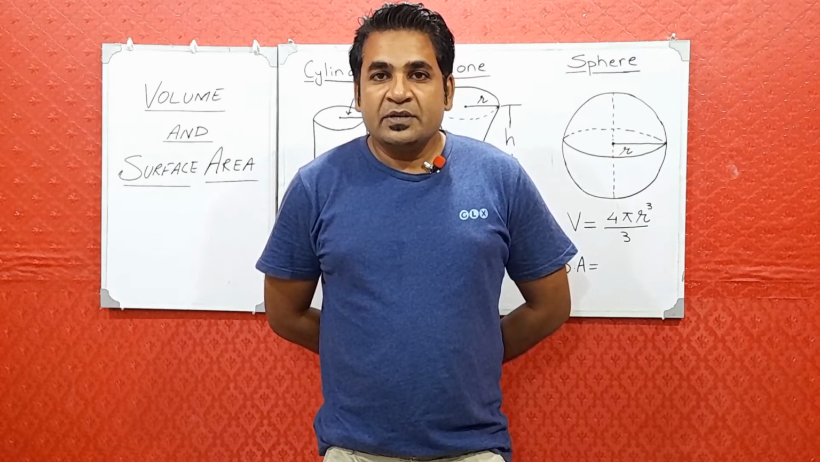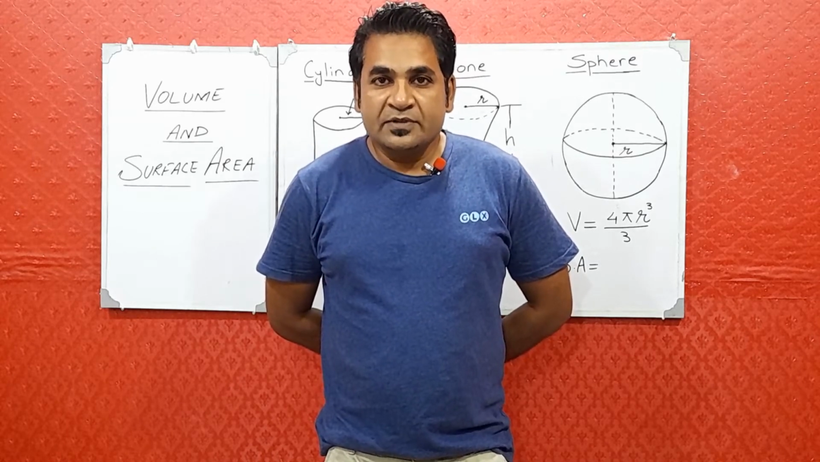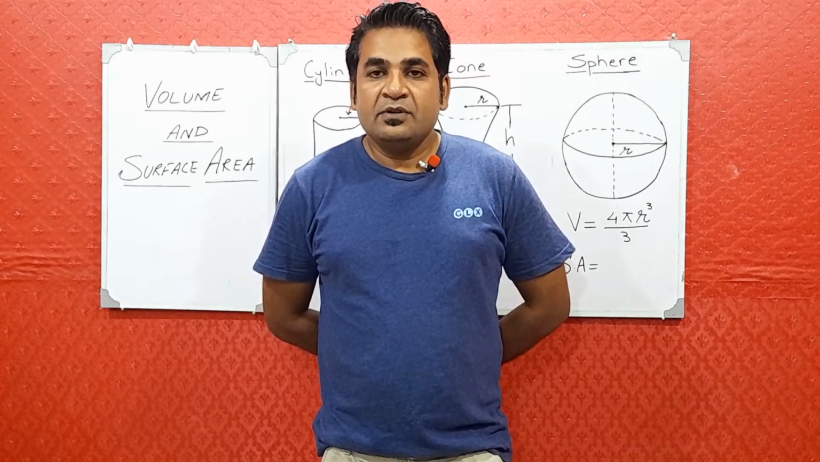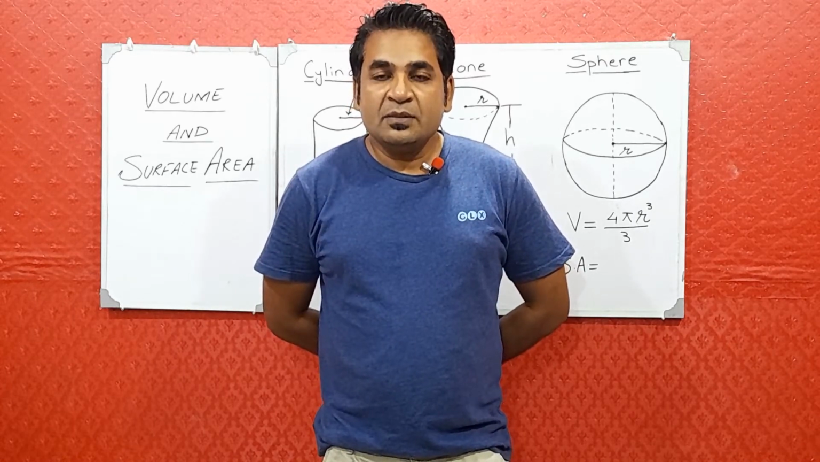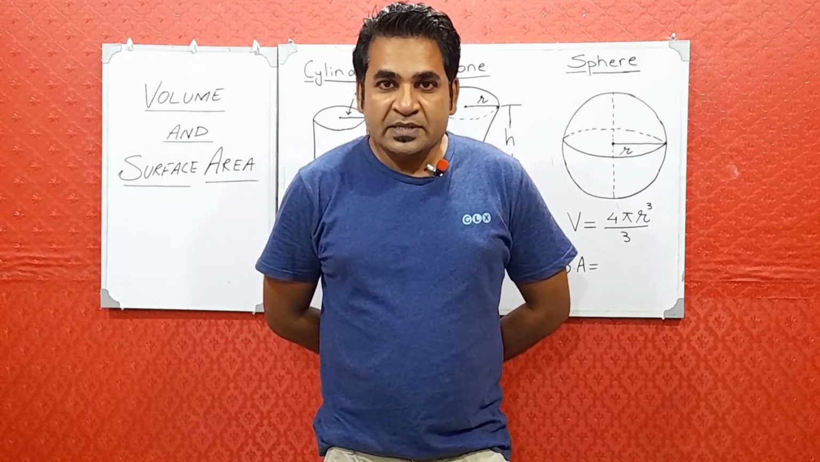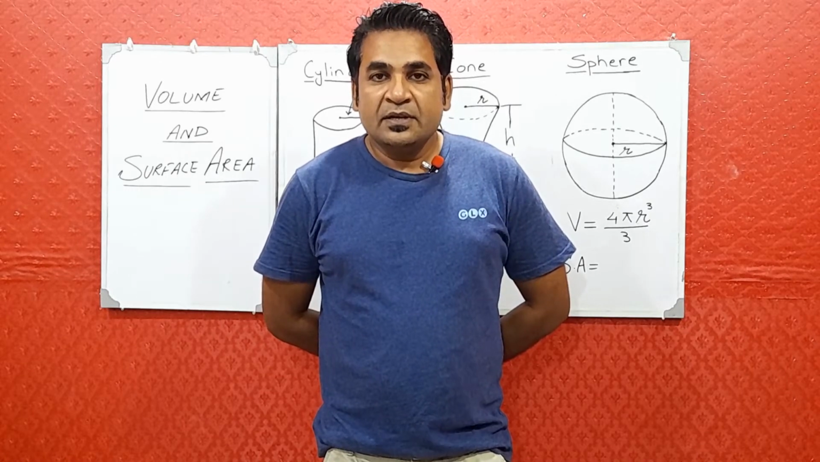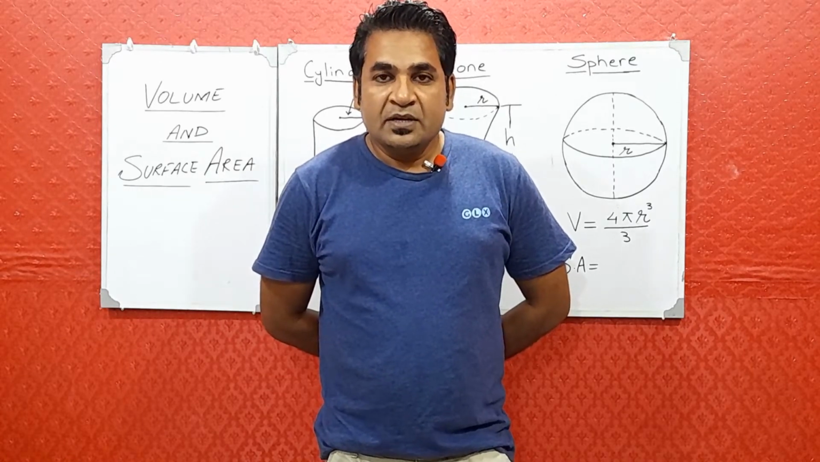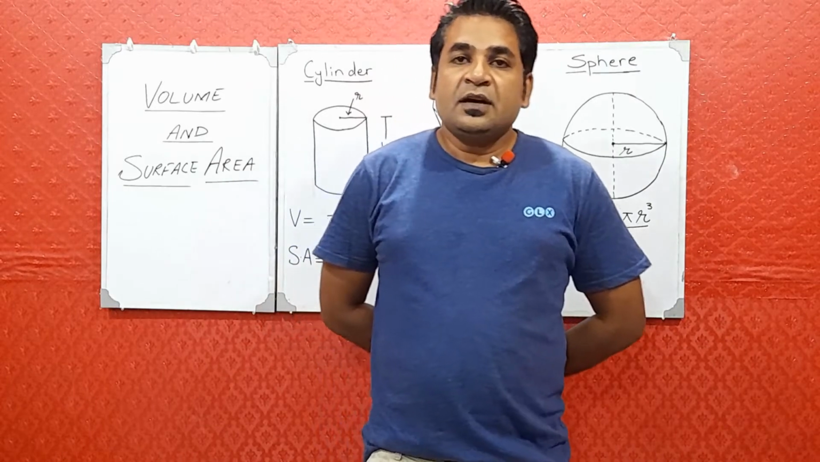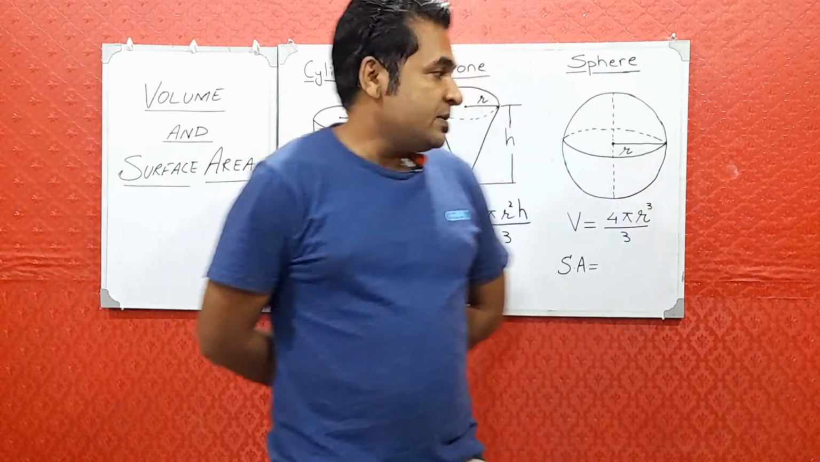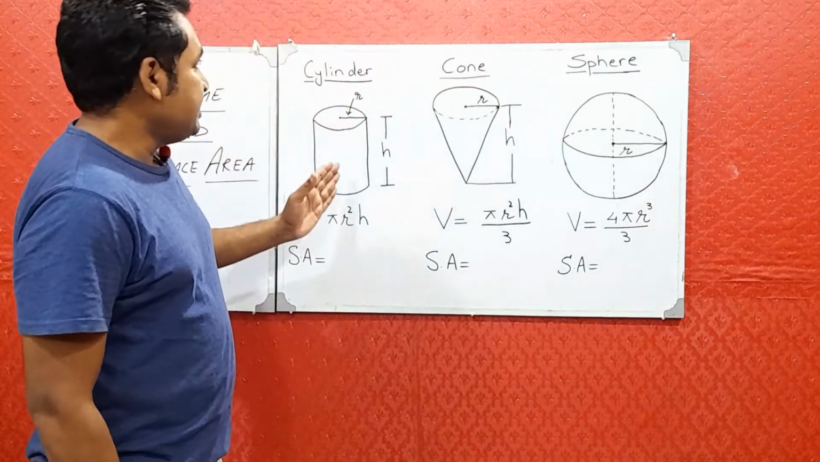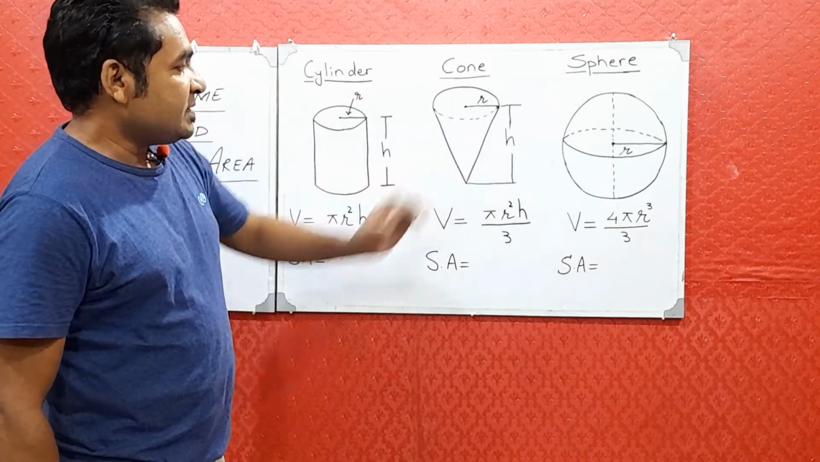Our today's topic is volume and surface area, and I will try to explain this topic with the help of past paper examples, past paper questions. In my lesson today I will focus on three shapes: cylinder, cone and sphere.